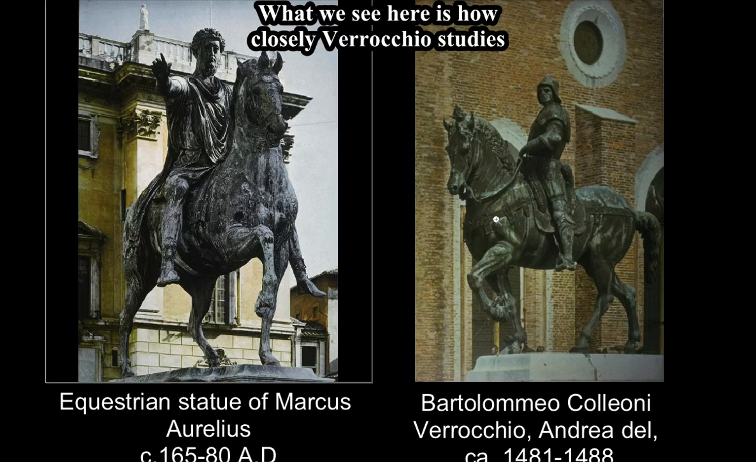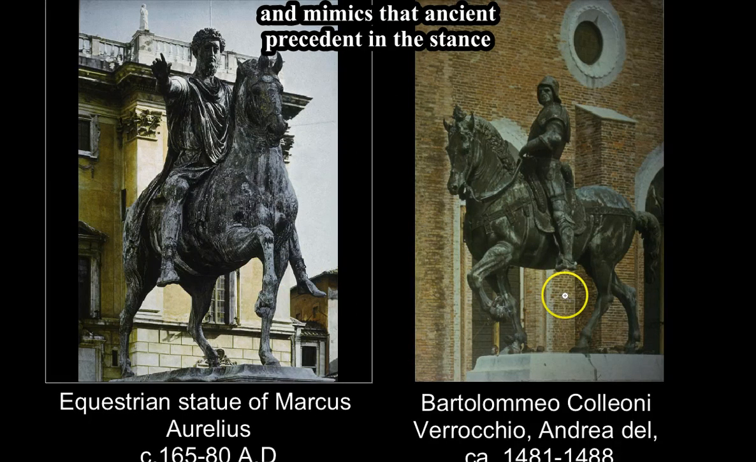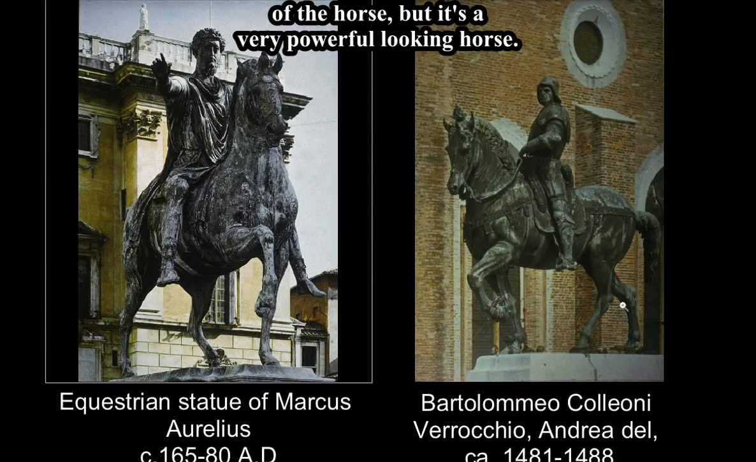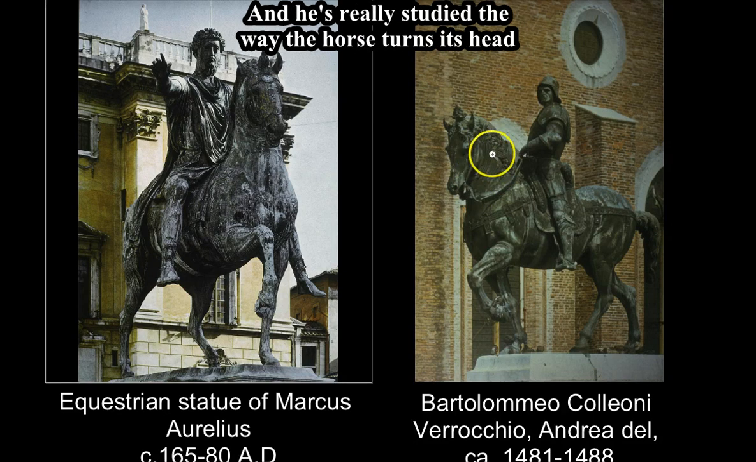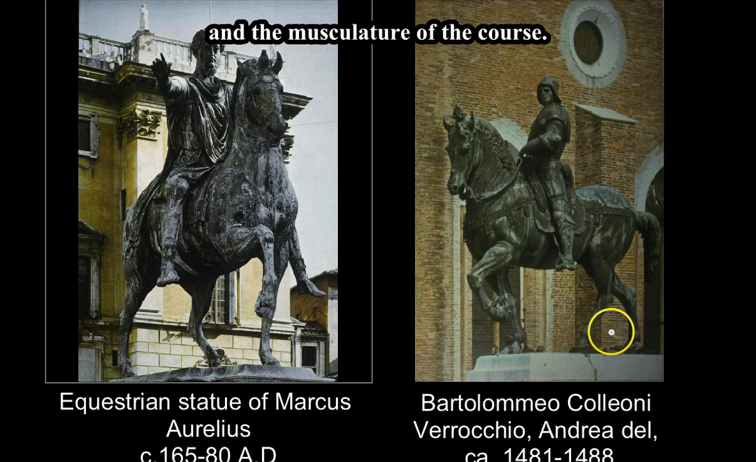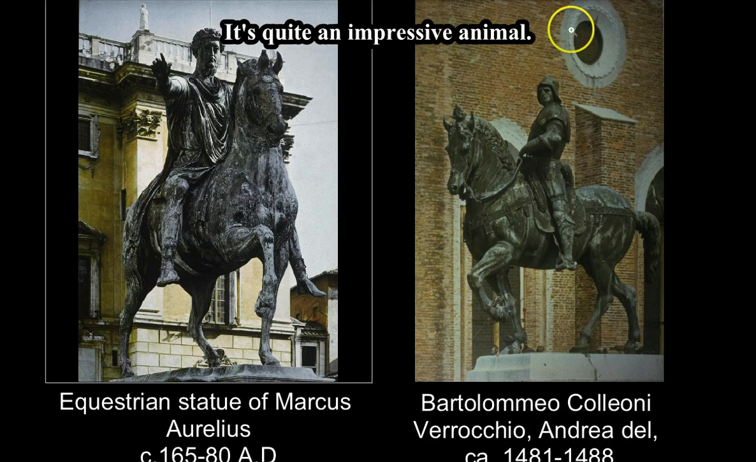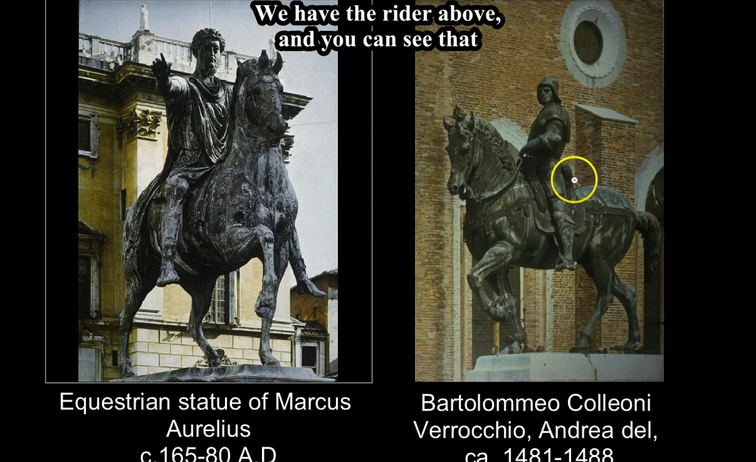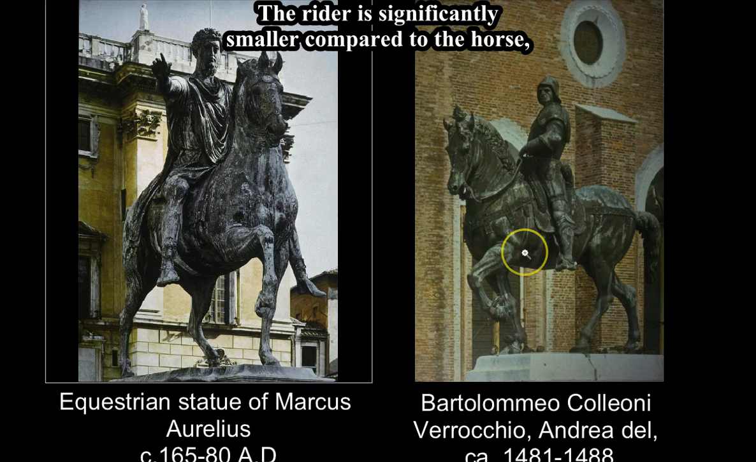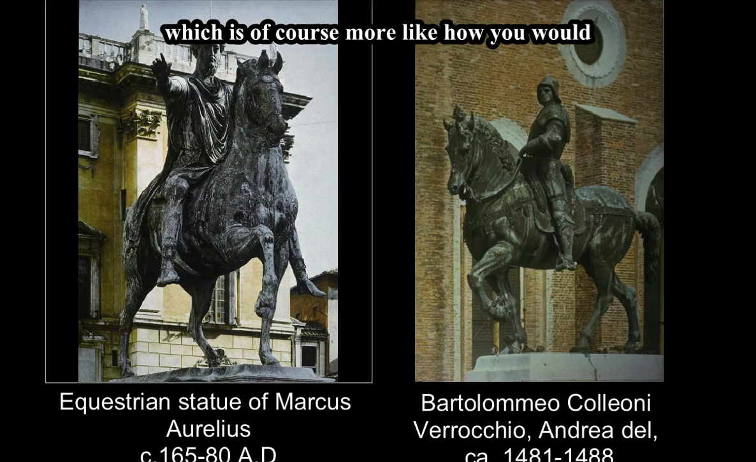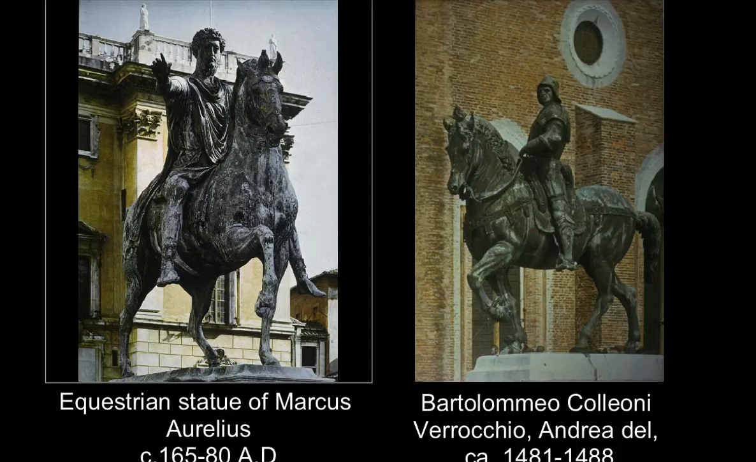What we see here is how closely Verrocchio studies and mimics that ancient precedent in the stance of the horse. It's a very powerful looking horse, and I think that that's an important component of this work. And he's really studied the way the horse turns its head and the musculature of the horse. It's quite an impressive animal. We have the rider above, and you can see that the proportional relationship is different here. The rider is significantly smaller compared to the horse, which is, of course, more like how you would see it in real life.